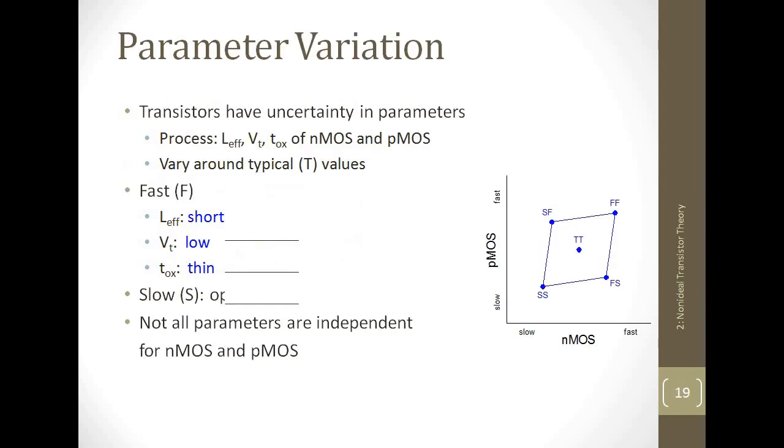Next is the parameter variation. If we vary the parameters of the transistors, what happens? Transistors have uncertainty in parameters, which leads to processes where effective length, threshold voltage, and oxide thickness of NMOS and PMOS vary around typical values. For very fast, the effective length will be short, the threshold voltage will be low, and the oxide thickness will be thin, and it is opposite for slow.